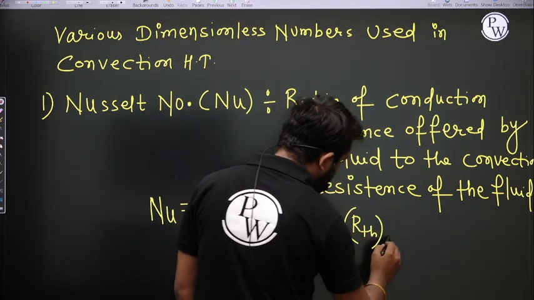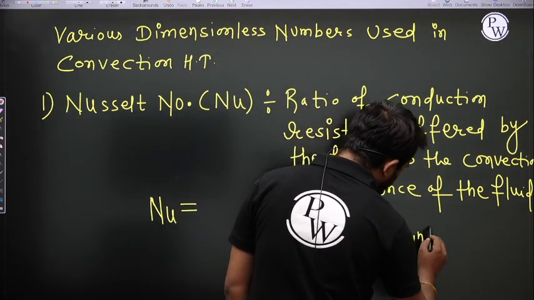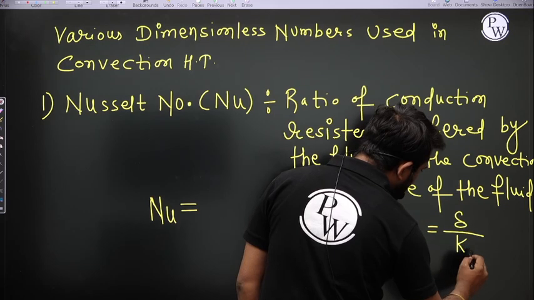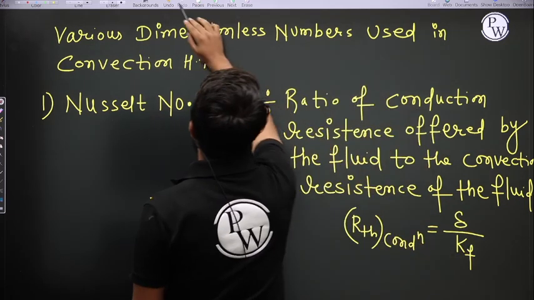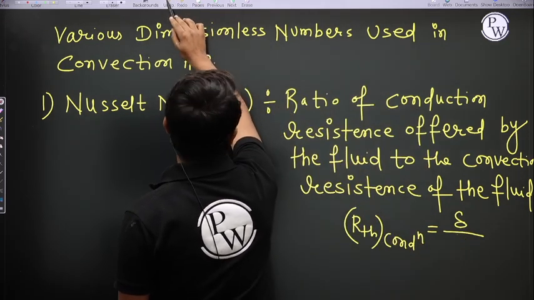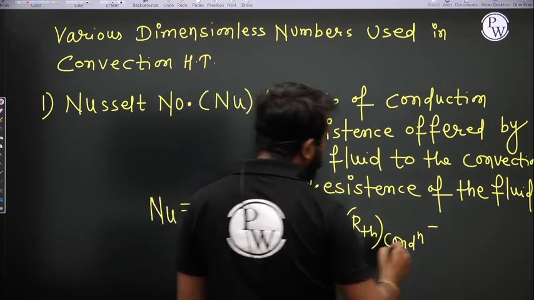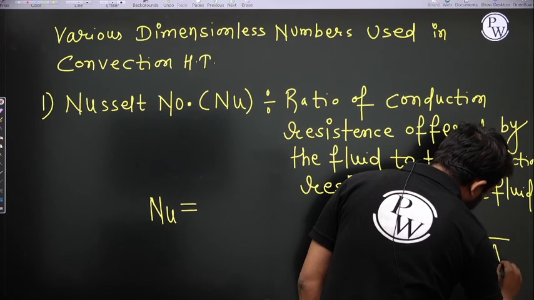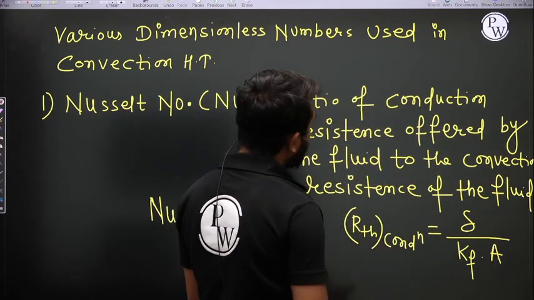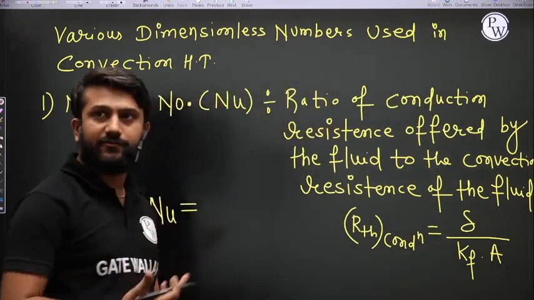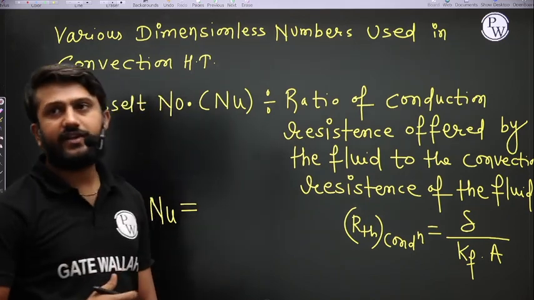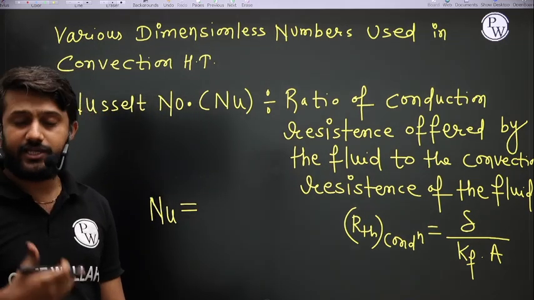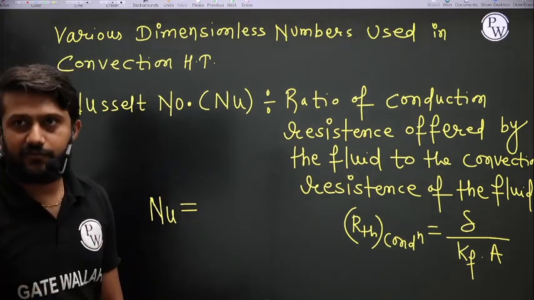So Nusselt number is equal to the ratio of the conduction resistance, so the conduction resistance is R_th conduction, that is delta by K_f into A, fine. Since we are talking about the conduction resistance of the fluid, that's why I'm using the thermal conductivity of the fluid, okay.